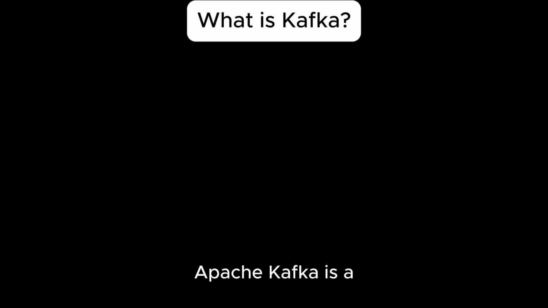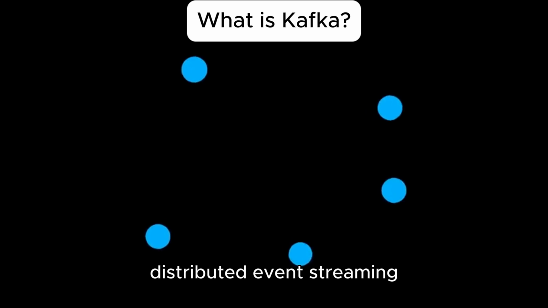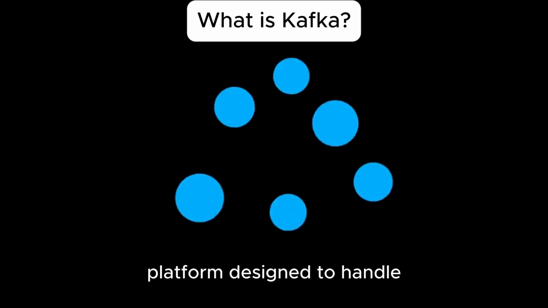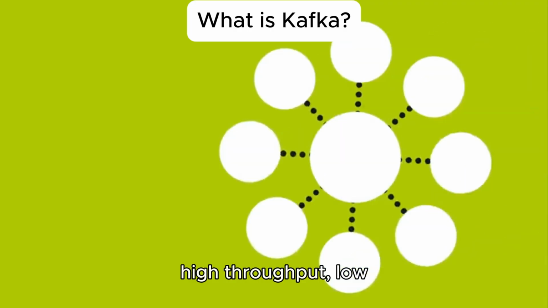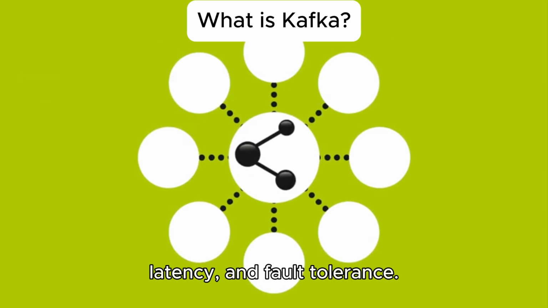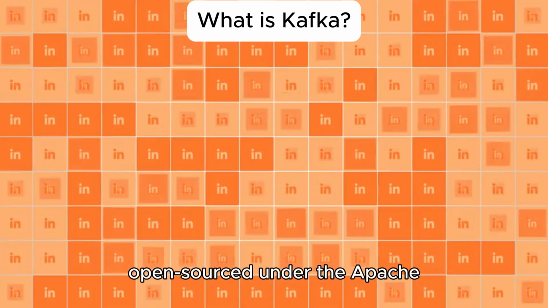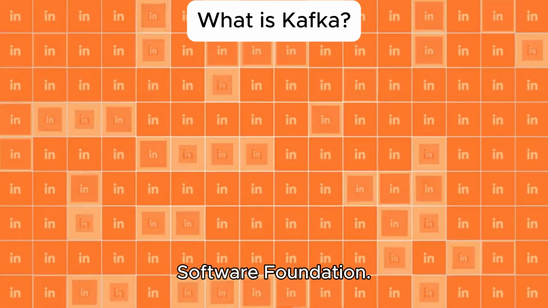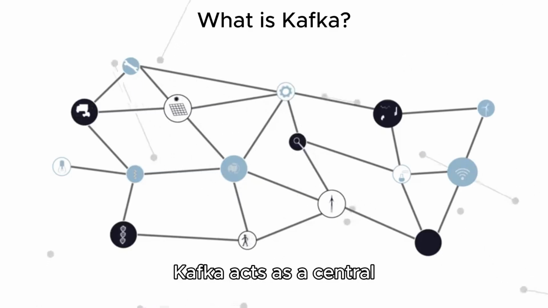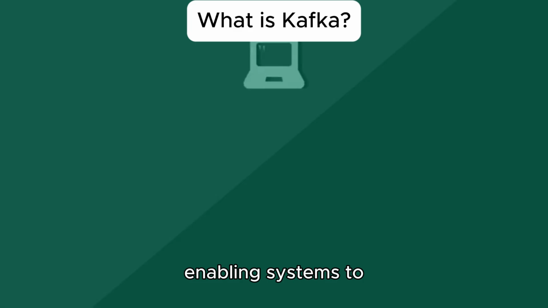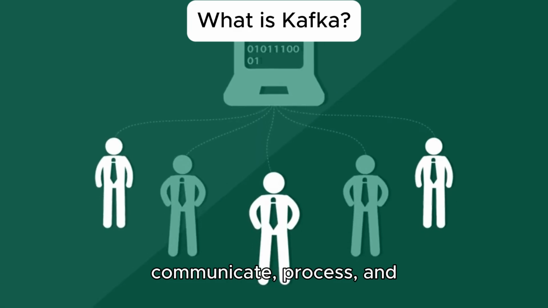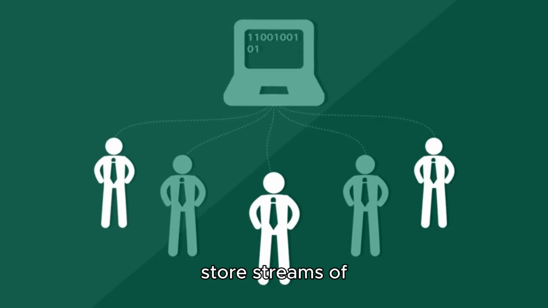Let's dive in. Apache Kafka is a distributed event streaming platform designed to handle real-time data feeds with high throughput, low latency, and fault tolerance. It was originally developed by LinkedIn in 2011 and later open-sourced under the Apache Software Foundation.